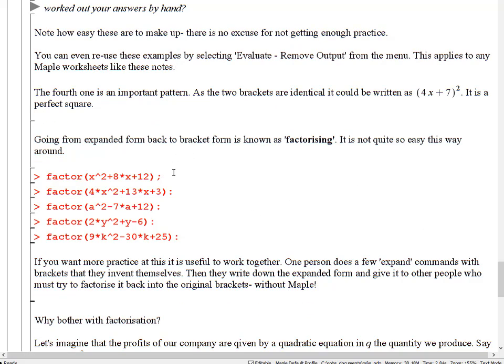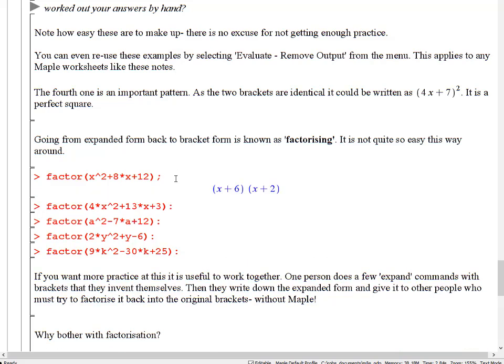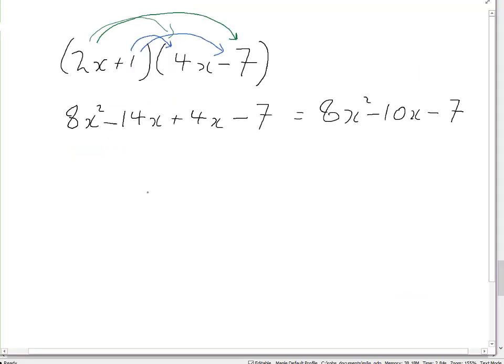So for example, 8x squared plus 8x plus 12 will factorise into this form here. I will write this one out by hand now on the whiteboard. While I'm doing this, please remember that at any stage you can just fast forward through these things if you find that it's much too easy for you.